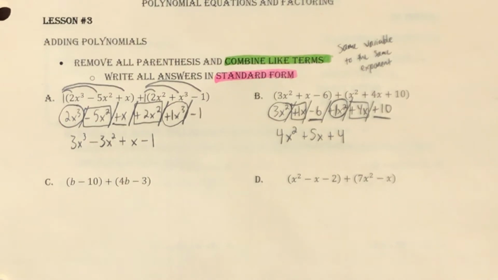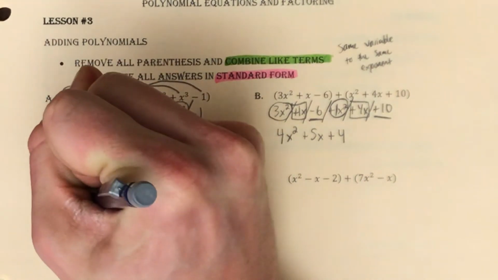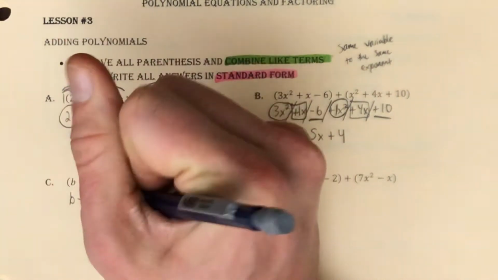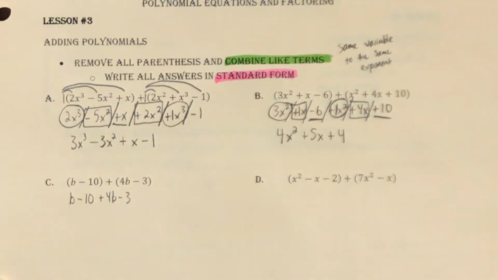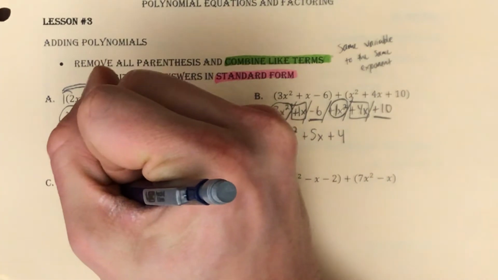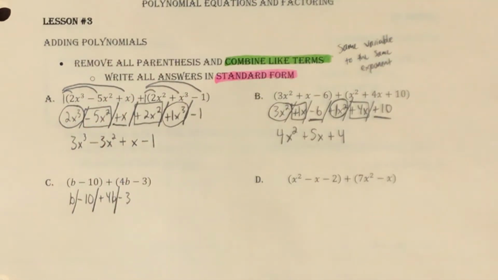All right, well again, I'd encourage you to try example C on your own, then check your answer with mine. So example C, I'm adding two polynomials, so I'm going to bring them down out of parentheses, b minus 10 plus 4b minus 3. I'm going to divide them up everywhere I see a plus or a minus sign. So I've got 4 total terms here.